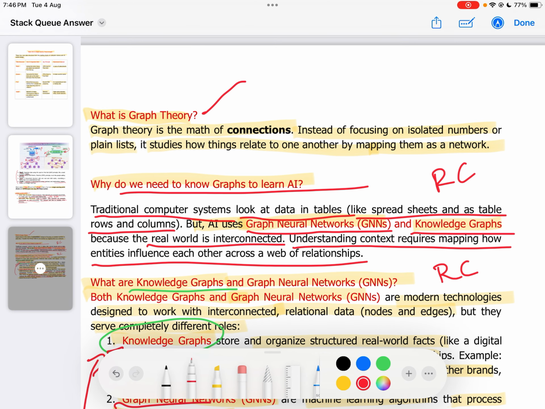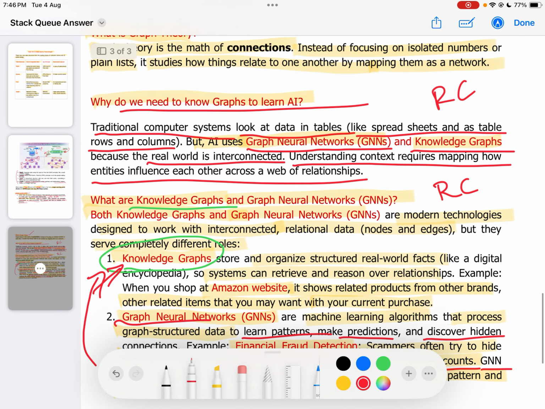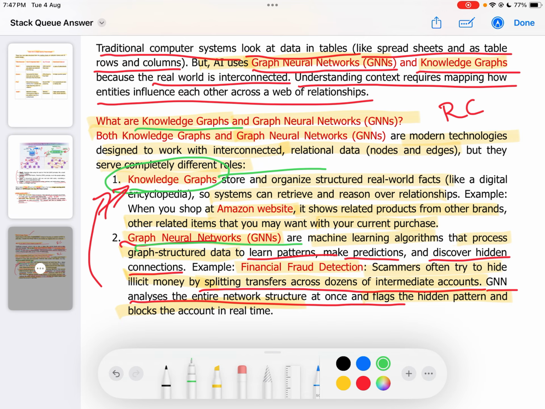There are two things in this. One is the knowledge graph, the second is the GNN. I have shown you how these two are implemented: one on the Amazon website, the second in financial fraud detection. So you understood what is happening with graphs, and how we are using knowledge graphs and GNNs. These are basic data structures, and this is why we need them for learning AI.